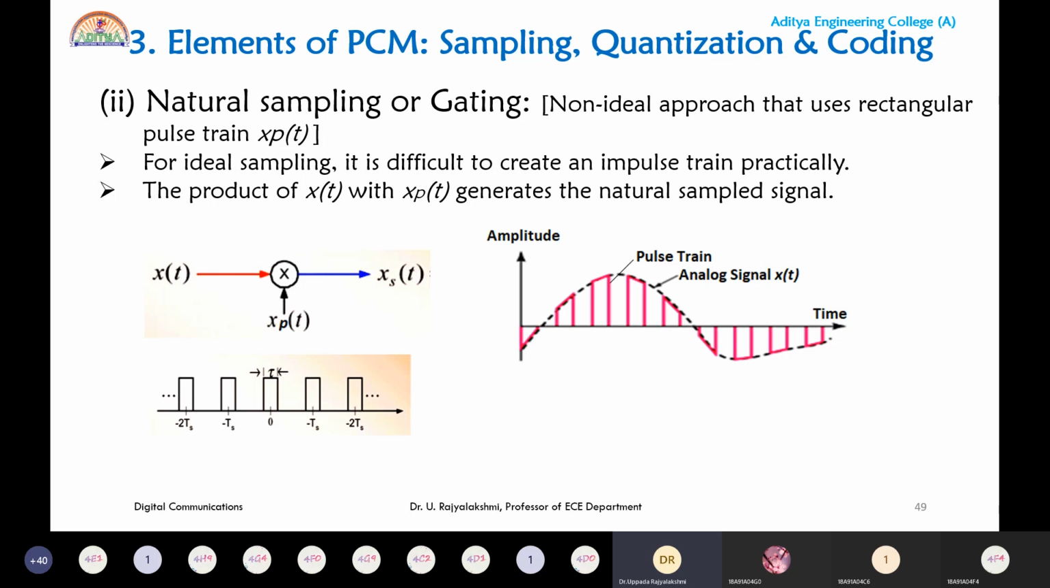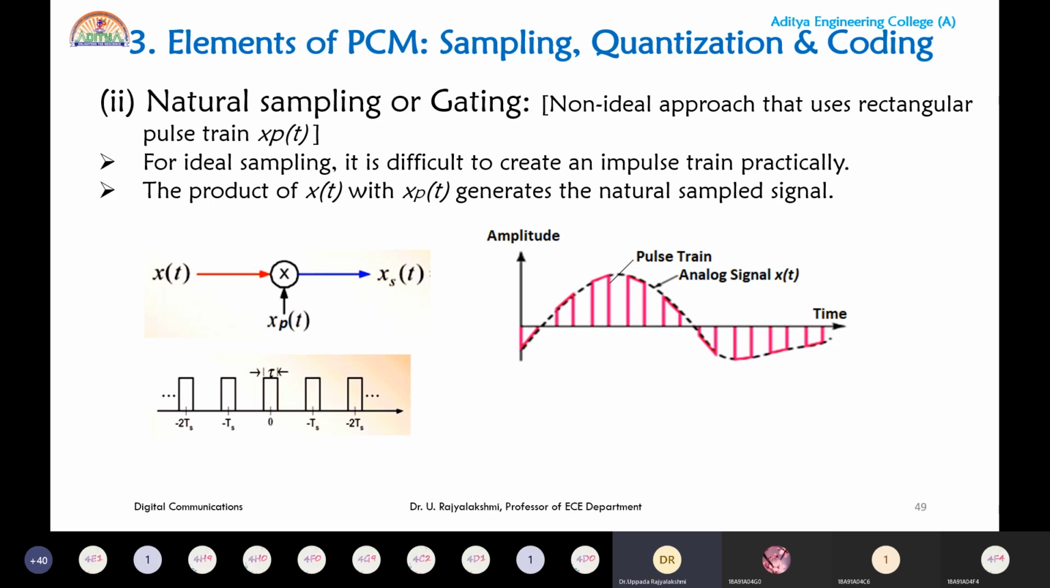What is that principle? Whenever x of t is multiplied by xp of t, what is xp of t? A series of pulse train, or simply you can call it a pulse train or series of pulses. How can we relate the pulse with the impulse? A pulse with negligible width is generally called an impulse.